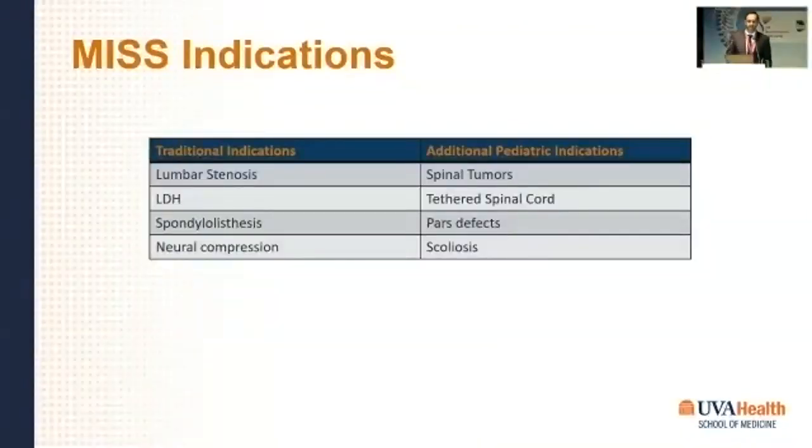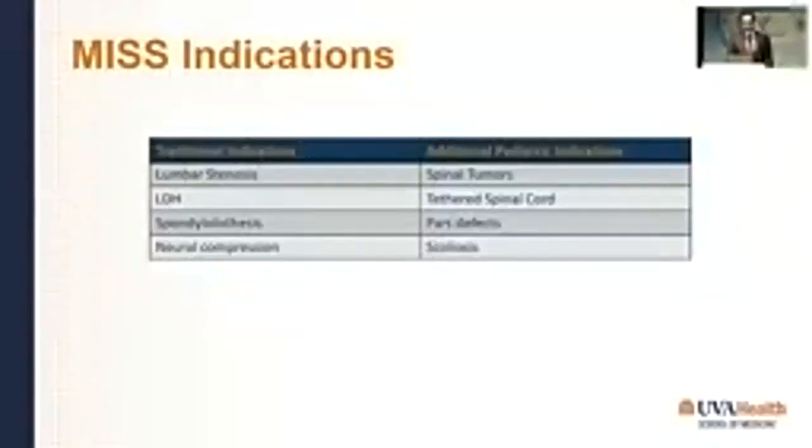So what are the indications of these techniques? We know that there are the traditional indications, including lumbar stenosis, disc herniation, spondylolisthesis, and neural compression. But really, there are pediatric indications as well, including spinal tumors, tethered spinal cord releases, pars defects that need surgical intervention, as well as scoliosis.